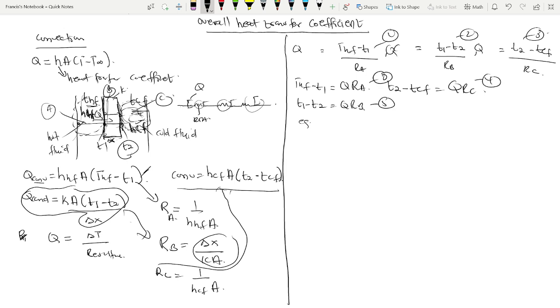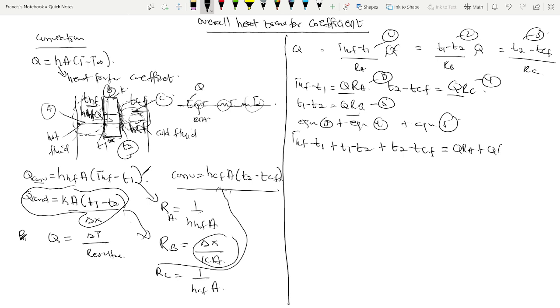So let's add equation 3 plus equation 4 plus equation 5 to get the overall temperature difference. So THF minus T1 plus T1 minus T2 plus T2 minus TCF is equal to, so we are going to add the equal signs too, QRE plus QRB plus QRC. Now realize that this is negative, this is positive, they cancel out. The same thing applies here.